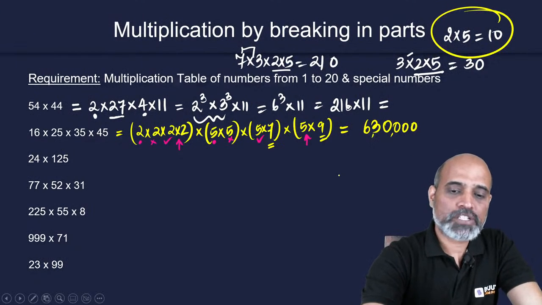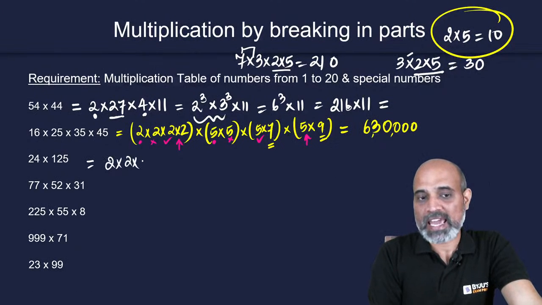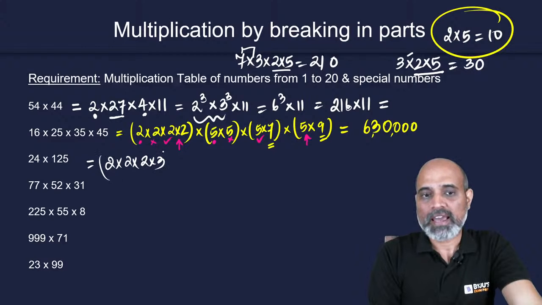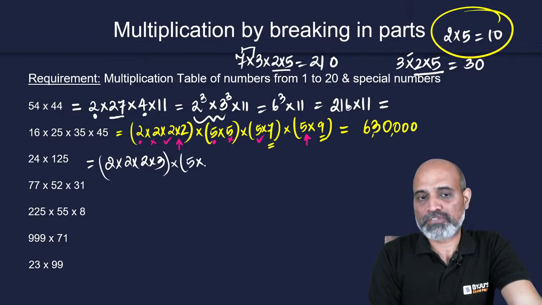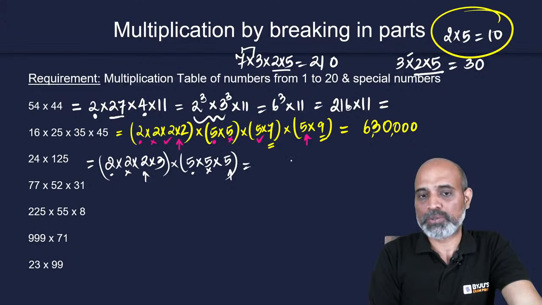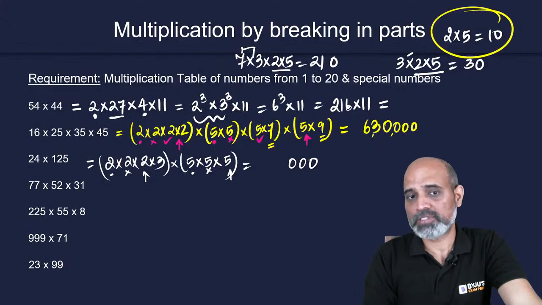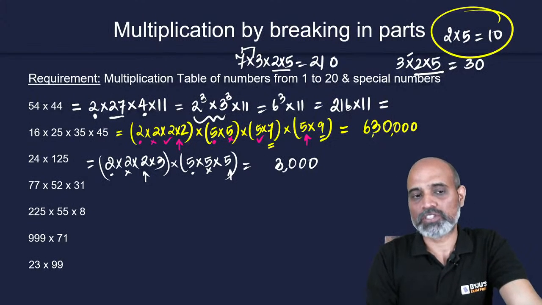Okay, the next one. 24 into 125. 24 can be written as 8 into 3. And 125 is 5 into 5 into 5. 5 cube होता है. So each pair of 2 and 5 will result in 0 at the end. So 3 pairs of 2's and 5's will mean 3 zeros. And we have a 3. So 3000 is the answer.